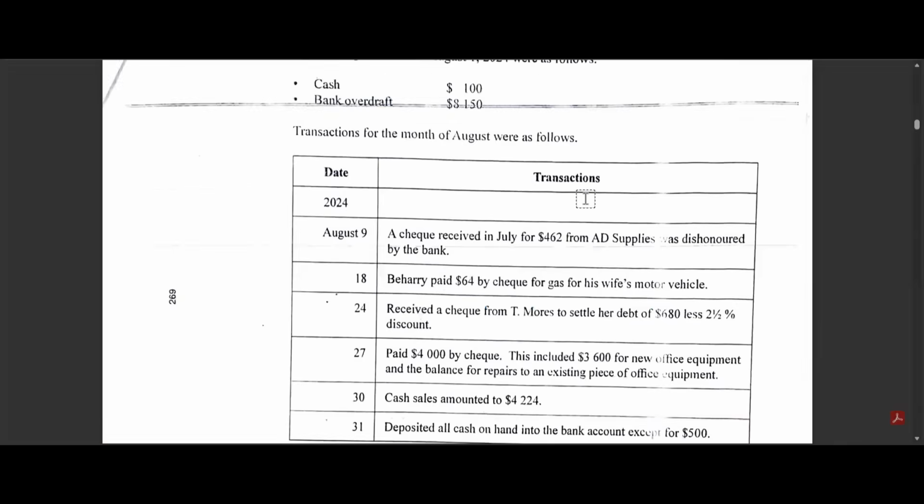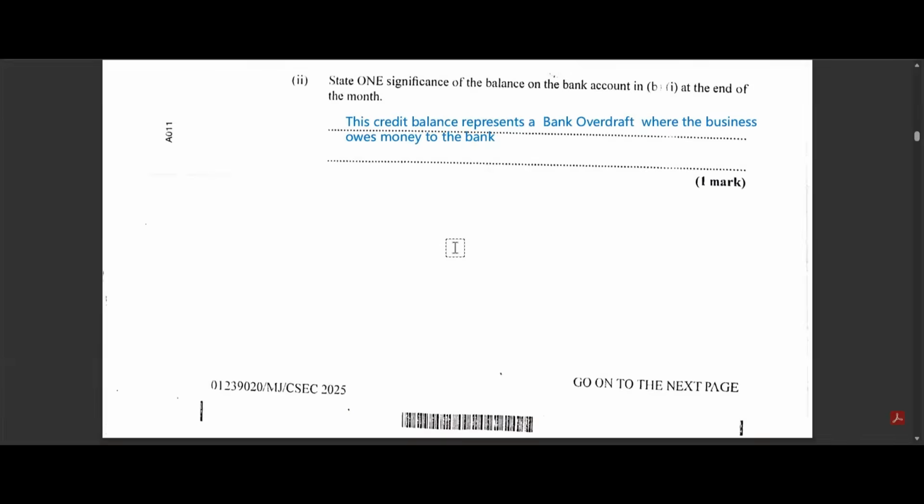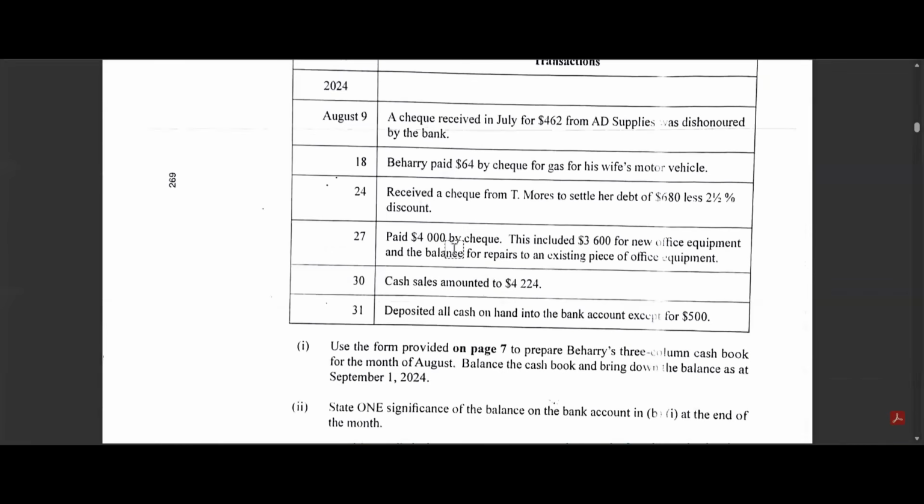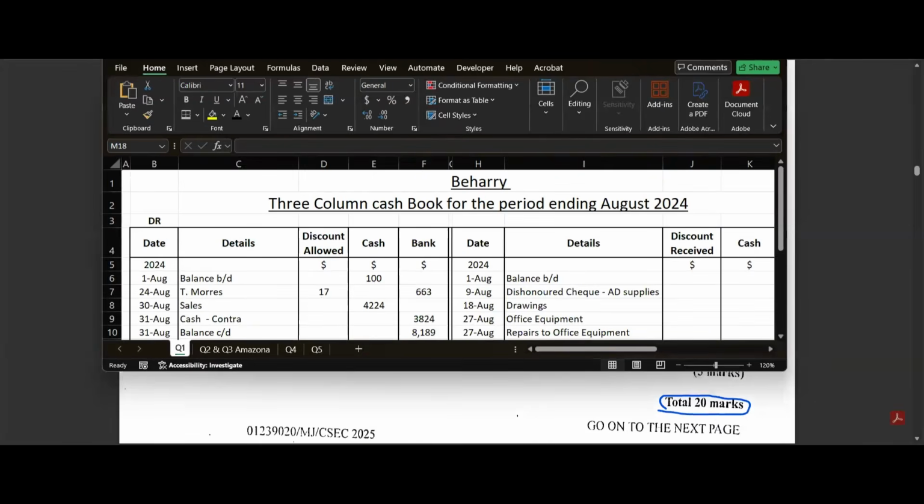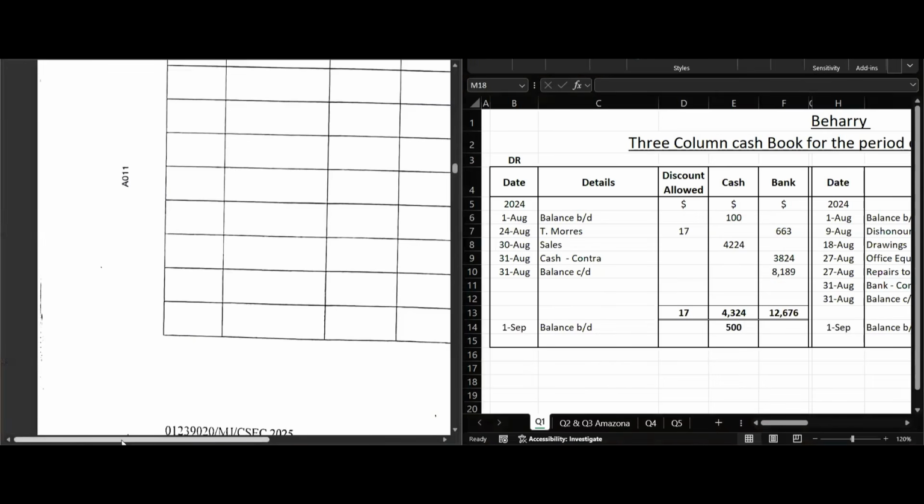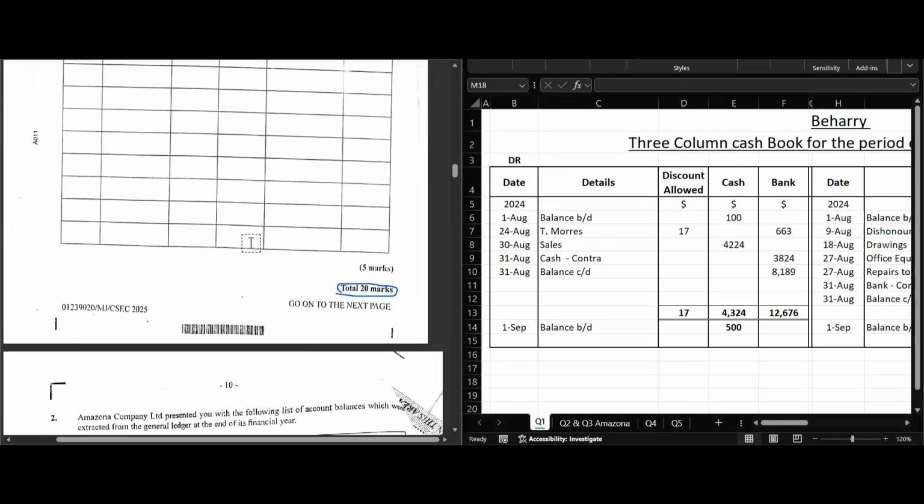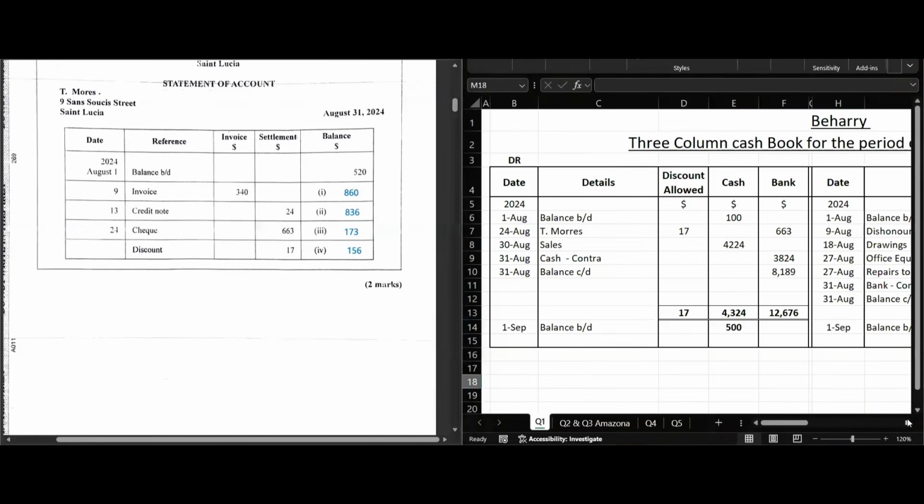They're telling us to go back to TMO's statement of account, put in these values in the T account, and even look at the transaction that happened here with TMO's, which is the August 24th transaction, and put that inside here as well. Alright guys, let's have a look at it. Let's see what it came out to be at the end for 5 marks. Let's do this as well. Alright guys, so I'm going to actually put in those balances now.